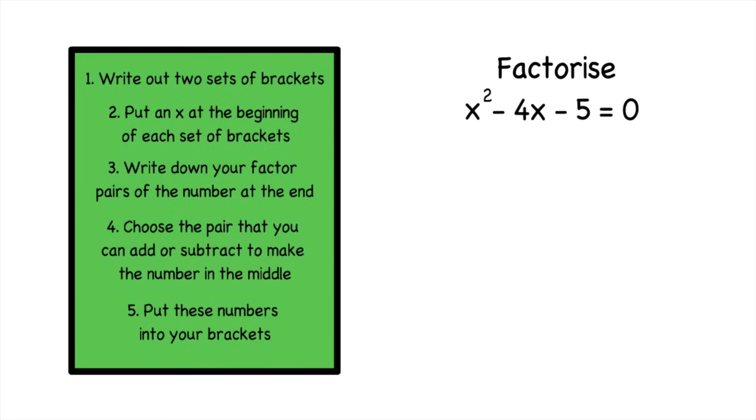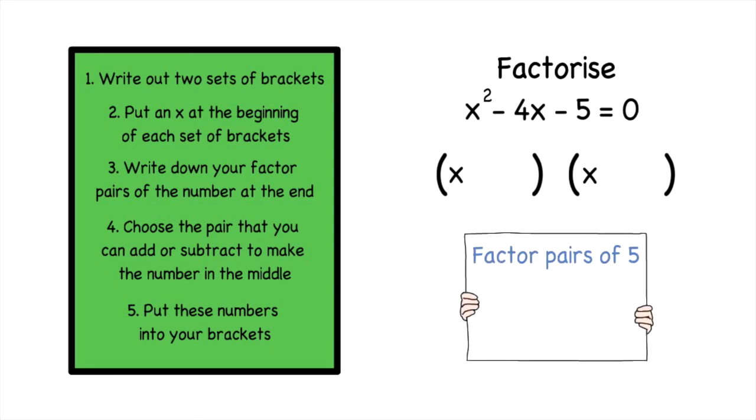So, are things different if we have a negative in the quadratic equation? Only slightly, and only at the very end. To begin with, we're going to put our set of brackets out just like normal, and put an x at the beginning of each set of these brackets. Then I'm going to write down my factor pairs of the number at the end, which is 5. The only two numbers that can times together to make 5 are a 5 and 1, so those are the only numbers that I can use.